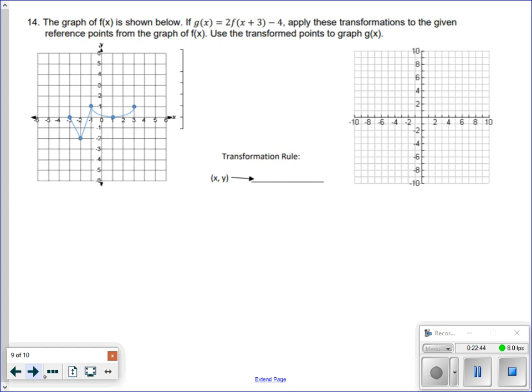All right, and number 14, the graph of f of x is shown below. g of x equals 2 f of x plus 3, minus 4. Apply these transformations to the given reference points from the graph of f of x and use the transformed points to graph g of x.